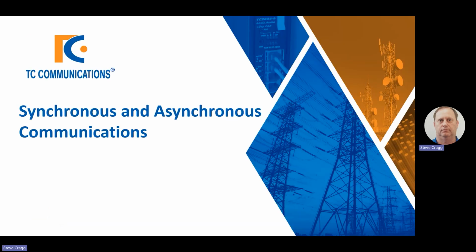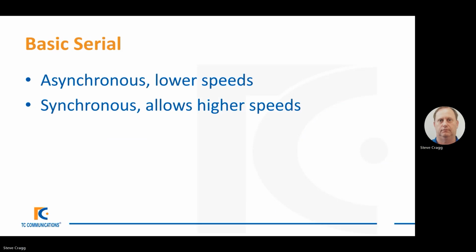Okay, so that was the electrical standards. So now we're going to discuss the difference between synchronous and asynchronous serial communications. In basic terms, asynchronous uses lower speeds and synchronous allows higher speeds of data communication. Once we've gone through this, we'll explain how it works. We'll start with asynchronous, and we'll also explain why synchronous communication allows you to generate greater throughput.